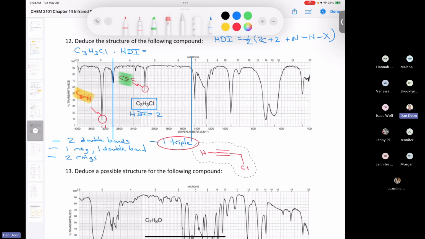Remember, if the formula only has three carbons in it, there's not a lot of possibilities, right? There aren't a lot of possibilities. So by looking at the IR, we were able to determine that we have this, right? From the IR, we figured out all of this. This came from the IR. And so the only possibility for the rest was for it to be CH2Cl.